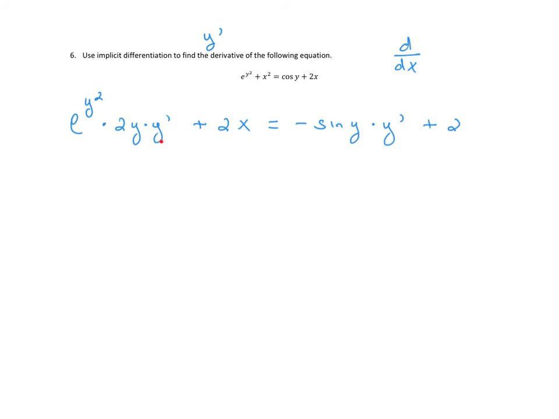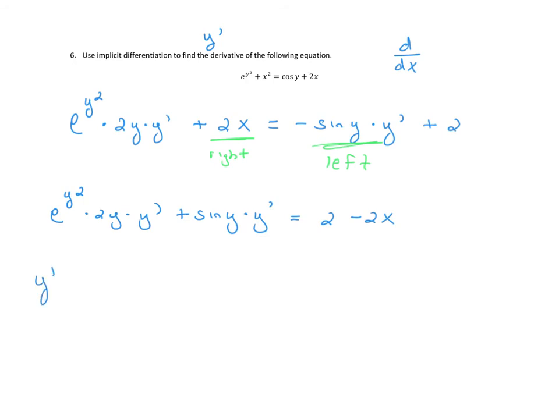And technically, this is the derivative, but it'd be nicer to write it as y prime is equal to. And so next, what I'm going to do is subtract 2x from this side and add sine y times y prime to this side. So I'm going to swap those two things. I'll just note that this is going to go to the right. This is going to move to the left. The signs on them will change, but we get e to the y squared times 2y times y prime plus sine of y times y prime is equal to 2 minus 2x.